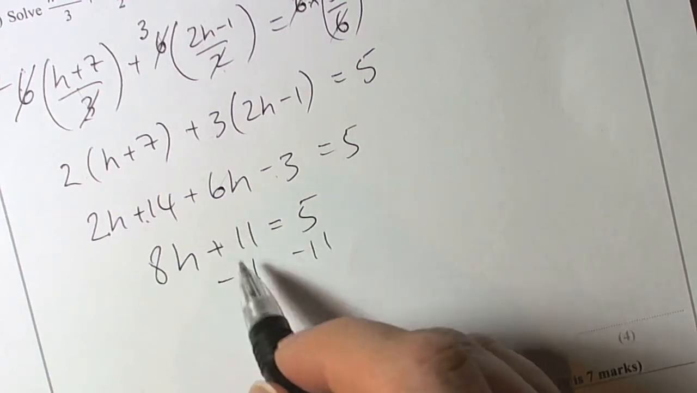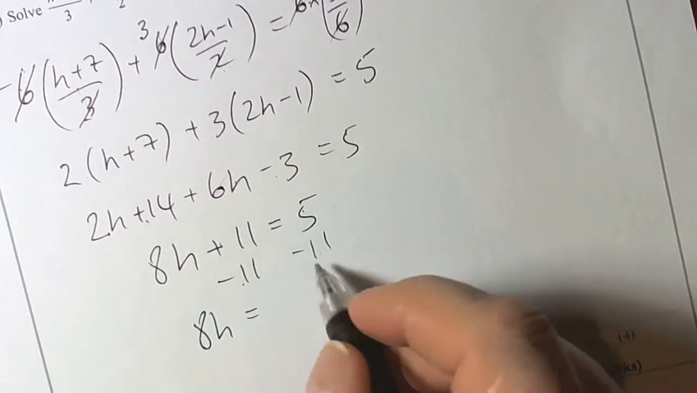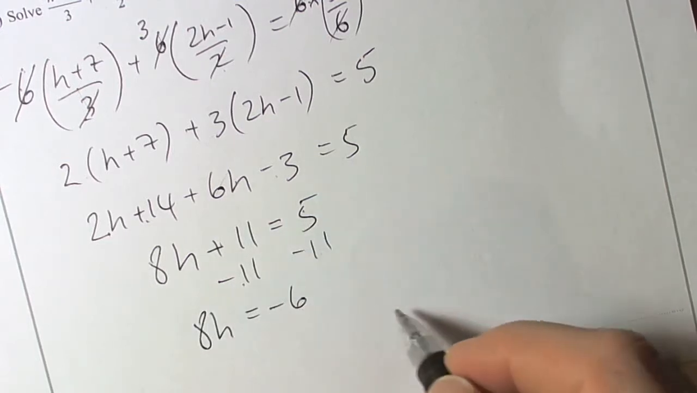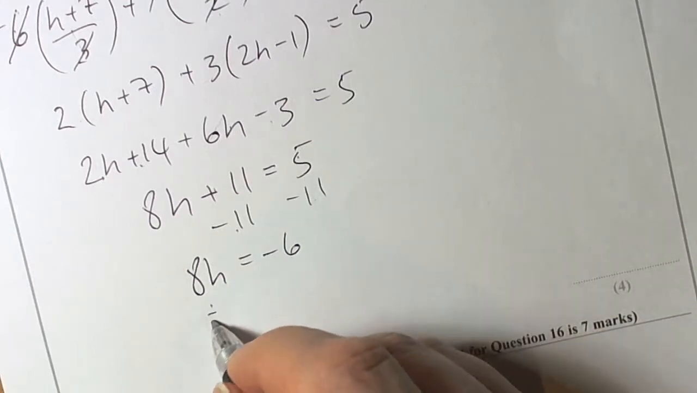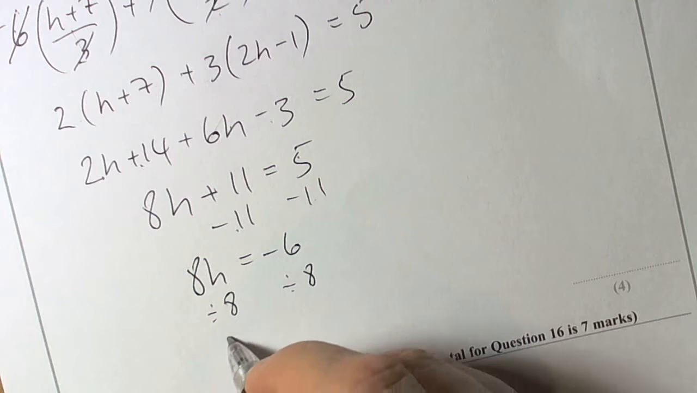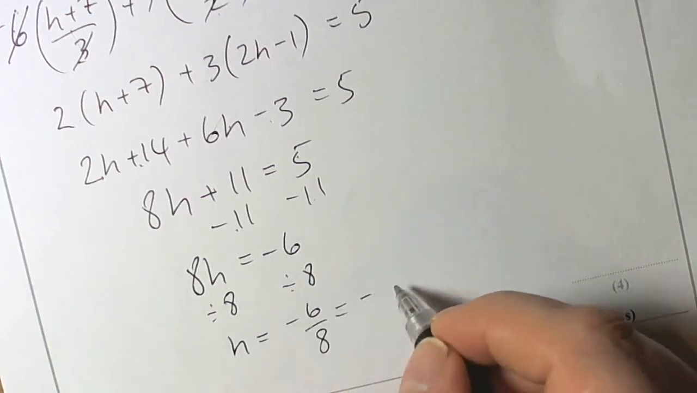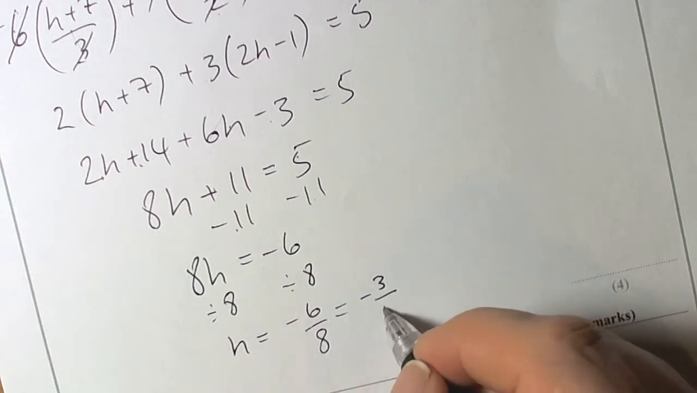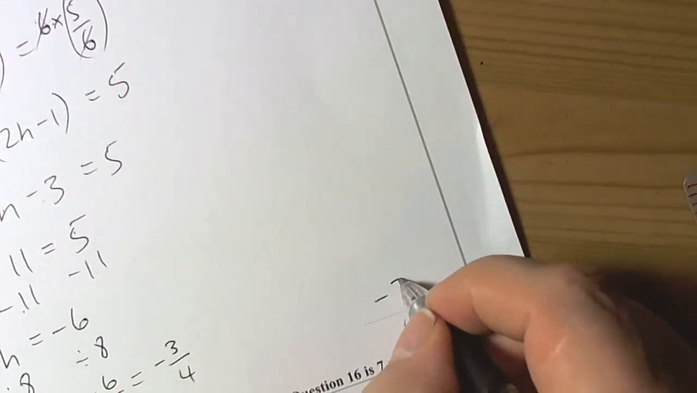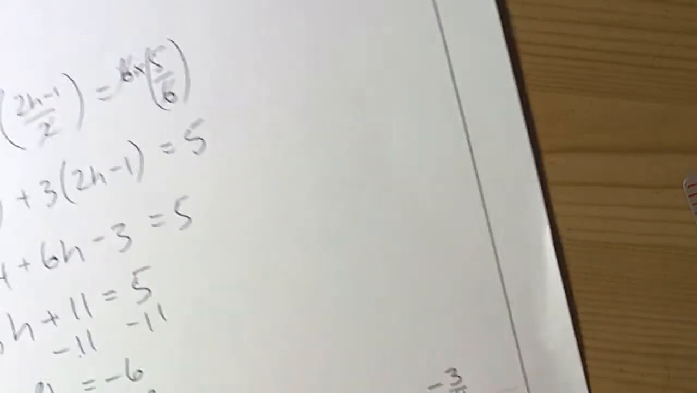So 11 take away 11 is 0, 5 take away 11, so 8h is going to be 5 take away 11 is negative 6, and we've got 8h is equal to that, so we're going to divide by 8, so h is going to equal negative 6 over 8, and we should then cancel that through if we can. Half over those will give us negative 3/4, so the answer here is h equals negative 3/4.